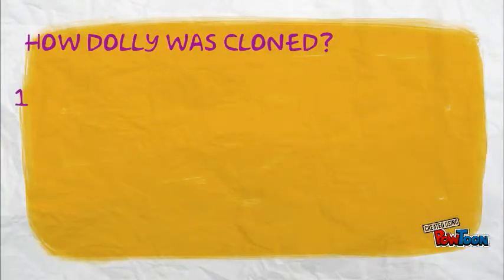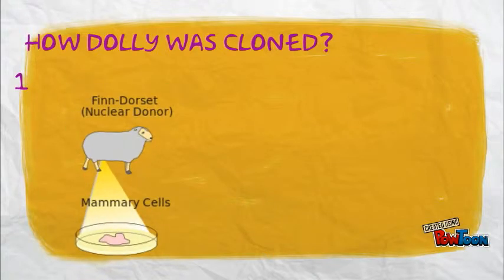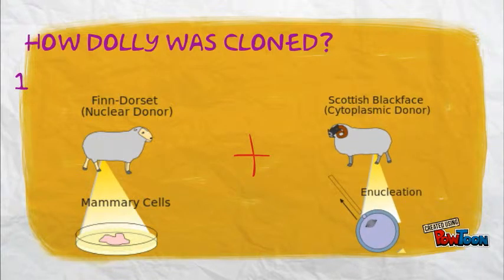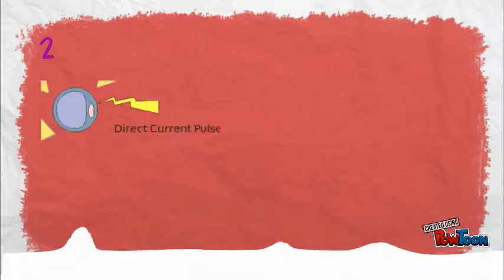How was Dolly cloned? To do the cloning, scientists used an udder cell from a Finn Dorset white sheep and reprogrammed the udder cell. After that, they injected the cell into an unfertilized egg cell that came from a Scottish Blackface ewe which had had its nucleus removed.